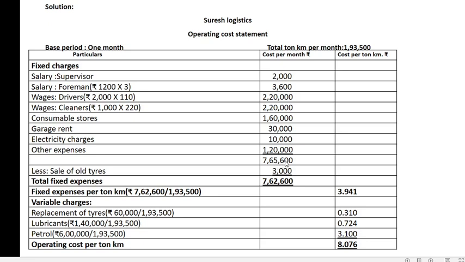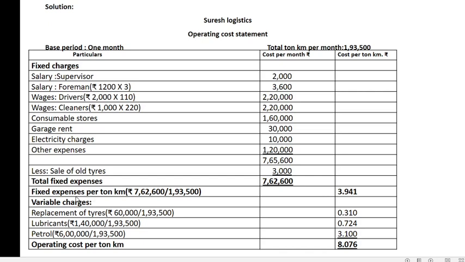So it is 7,65,600 minus sale of old tires 3,000. So the total fixed expenses 7,62,600. So fixed expenses per ton kilometer is 7,62,600 divided by 1,93,500. That is 3.941.